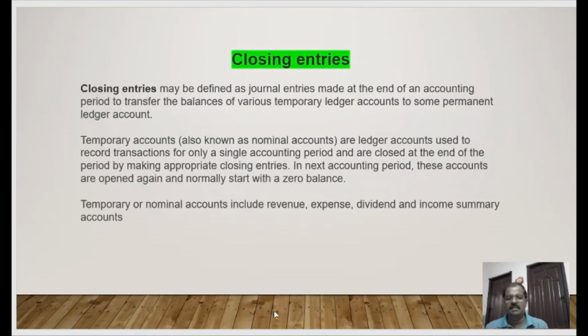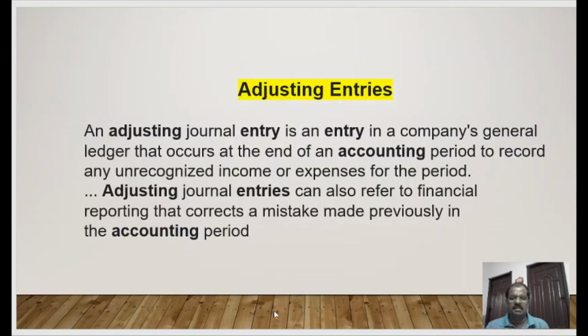Now closing entries. At the end of every accounting year, all the nominal account ledgers are to be closed and these balances are to be transferred to the respective revenue statement, that is trading profit or loss account. So in order to close all the nominal account ledgers, the entries which are passed are called closing journal entries.